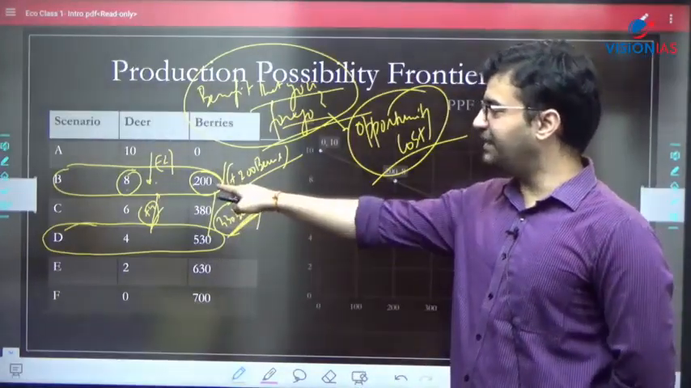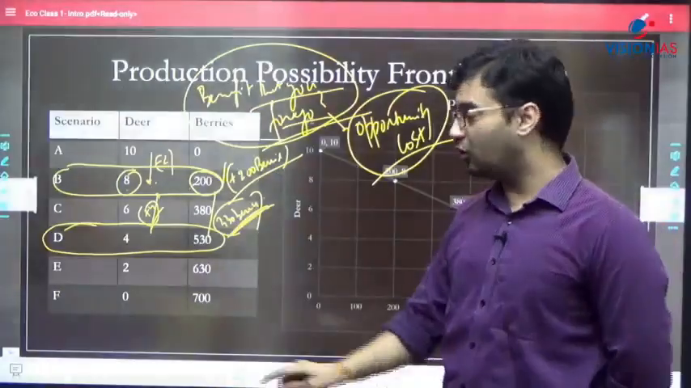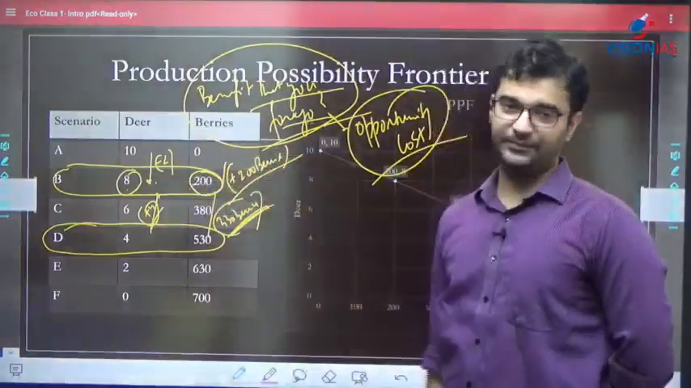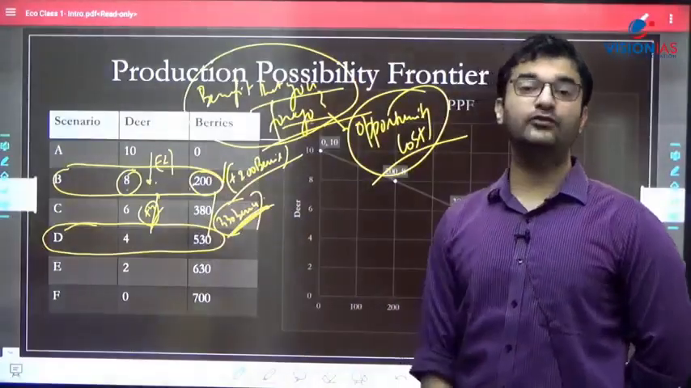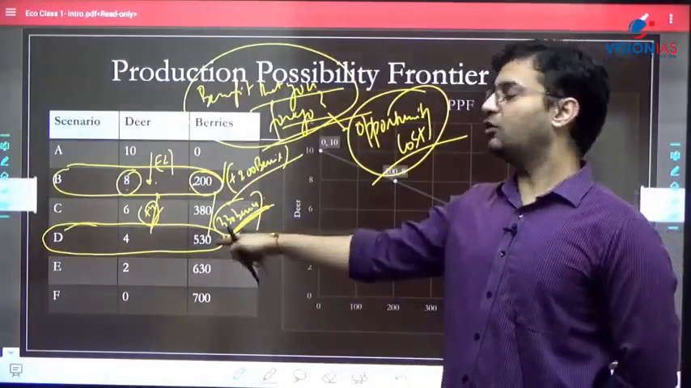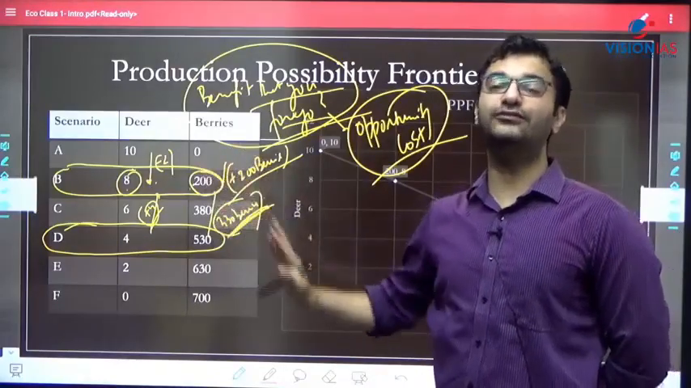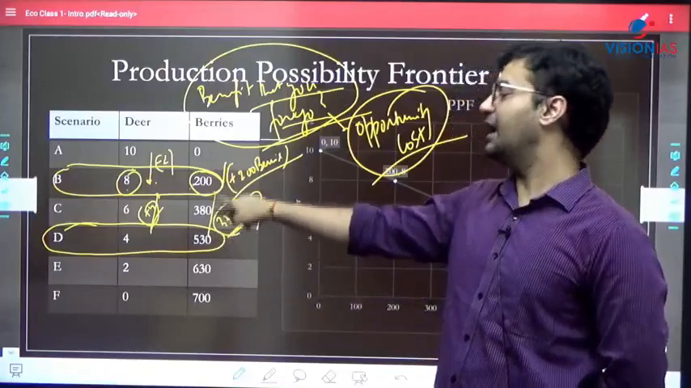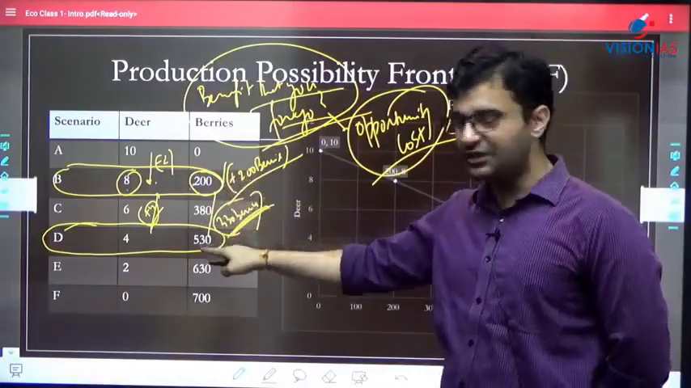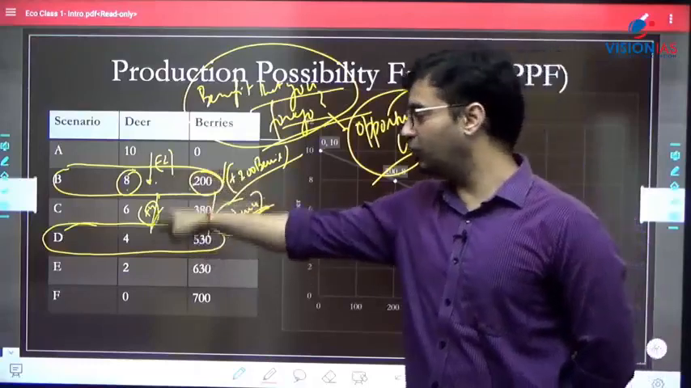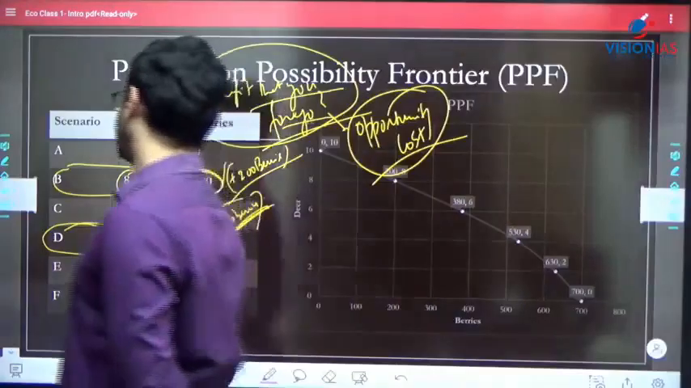Opportunity cost of B over A is 2 deer. Opportunity cost of D over B: if we had chosen D over B, then what would have been the opportunity cost? Opportunity cost of choosing D over choosing B is the benefit that you forego by choosing D and not choosing B. What is that benefit? You forego 4 deer. You have not hunted 4 deer. So therefore this becomes your opportunity cost.